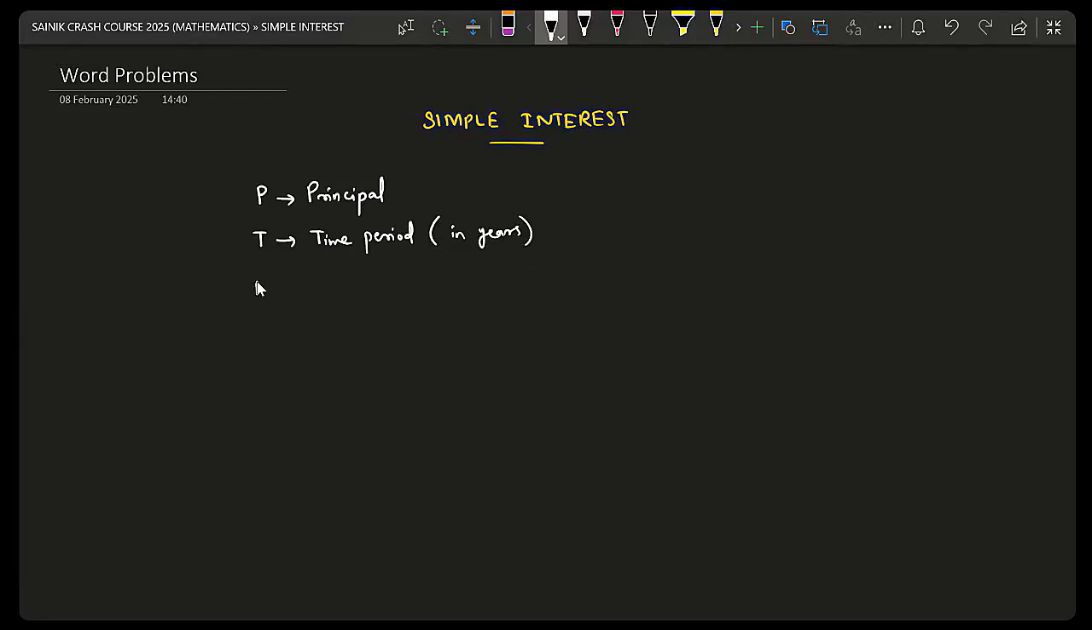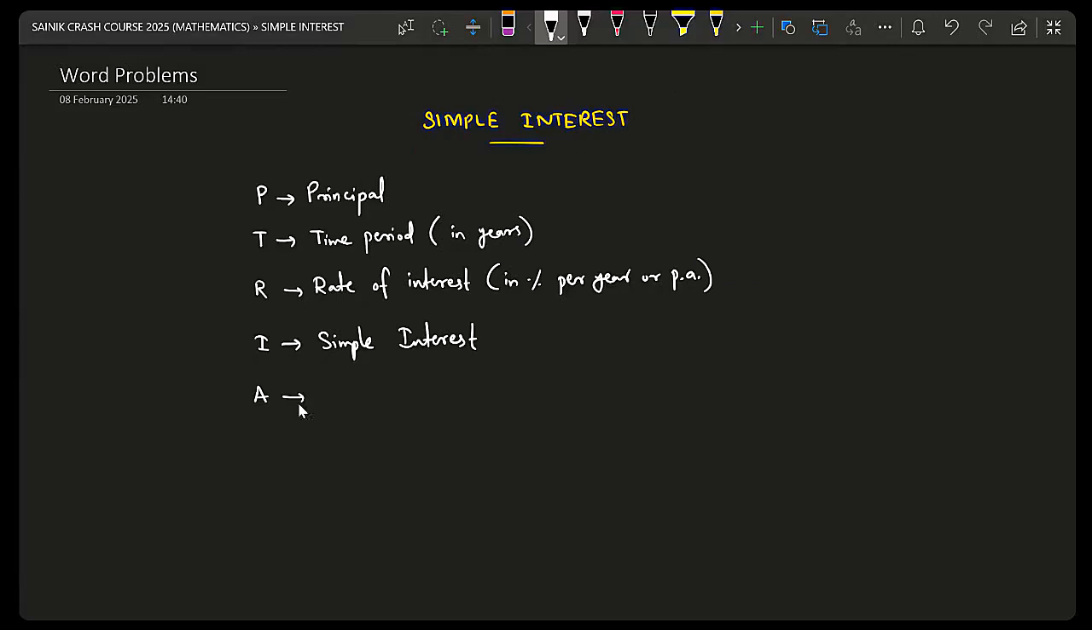And then the rate of interest. Rate of interest is always calculated in percentage per year, or we also say per annum, PA. PA means per annum, in terms of percentage per annum. And I means the simple interest. And finally, we are going to return the amount. What is this amount? A for amount.